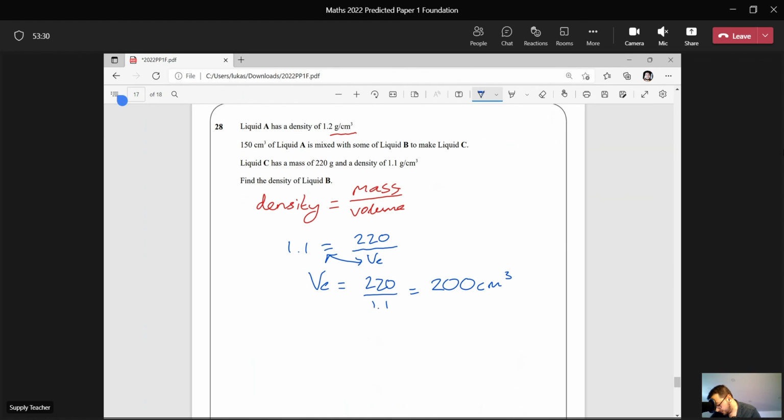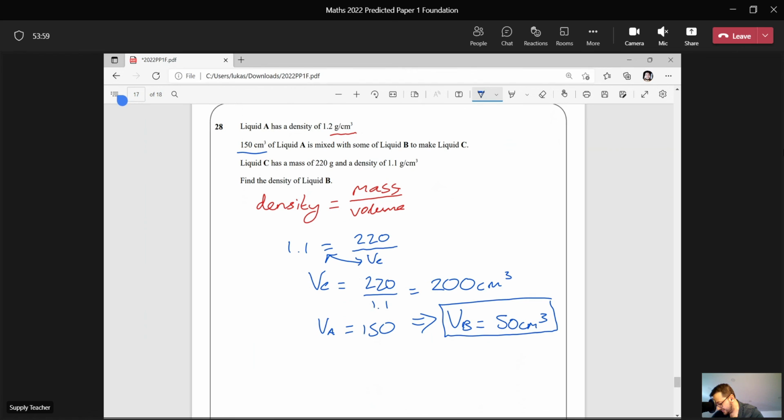Now remember, the volume of A, if we look at this, is 150. And you know, volumes just add up, don't they? So that means that the volume of B must just be 50 centimetres cubed to add up to make this 200. Okay, so I'm going to keep that in a square because I'm going to need that in a minute. So I've got the volume. So now I want to figure out the mass. Okay, now the mass again is going to be added up.